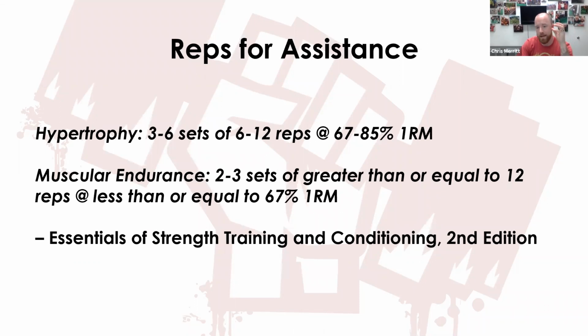The NSCA, bringing it back to my college experience now, doesn't have a classification for assistance, but really I took their hypertrophy and their muscular endurance and lumped them together under just one name of assistance. So hypertrophy is 3 to 6 sets of 6 to 12 reps at 67 to 85% of 1 rep max. Muscular endurance is 2 to 3 sets of greater than or equal to 12 reps at less than or equal to 67% of 1 rep max. The one thing I always point out here, it's very entertaining to me that 67% is a component on both days.